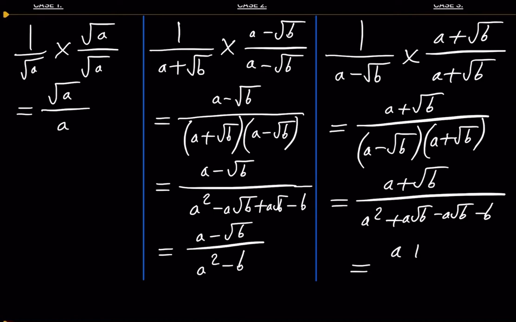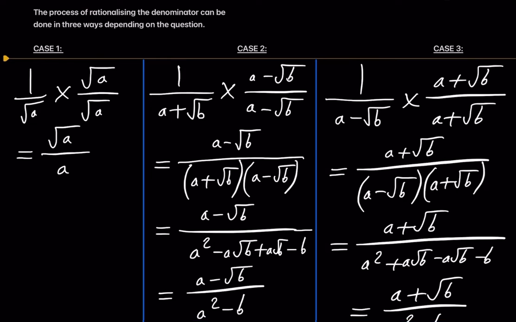And this time we obtain the final answer of a plus root b, all divided by a squared minus b. And again, a and b, in all 3 of these cases, usually they'll be integers, but they can be any real number which is not negative, because remember, we cannot square root a negative number unless obviously we're dealing with complex numbers, but that's a whole other topic for another time.